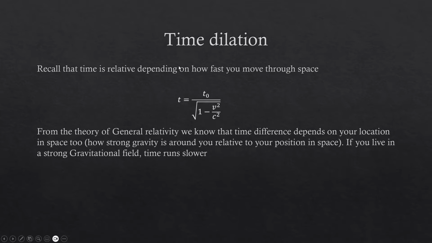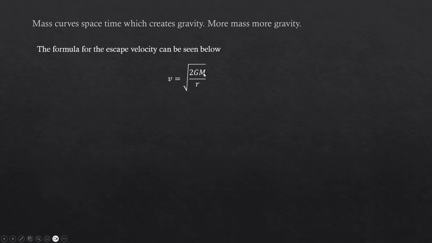So what we're going to be doing is using this formula and this fact from general relativity to get a picture of where we need to go to look for the formula for the Schwarzschild radius of a black hole. Mass curves space-time, which creates gravity. More mass, more gravity. The formula for the escape velocity can be seen below. We need this to account for the mass in time dilation. If you want to escape Earth, all you have to do is plug in the mass of the Earth, Newton's gravitational constant, and the radius, or distance from the center of the Earth. That will give you the velocity you need to escape.